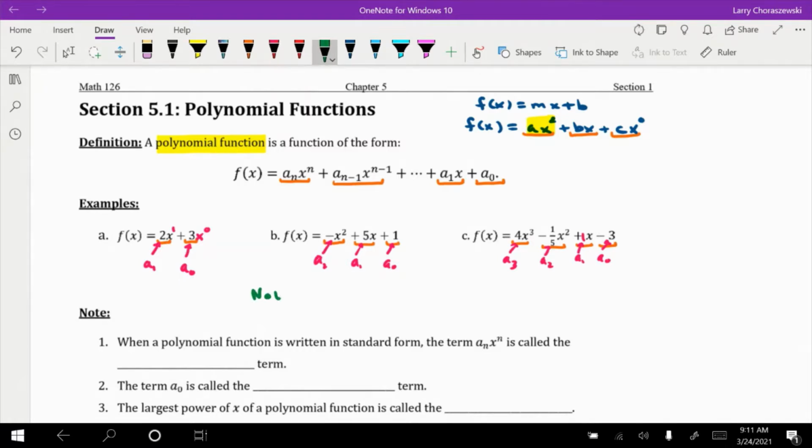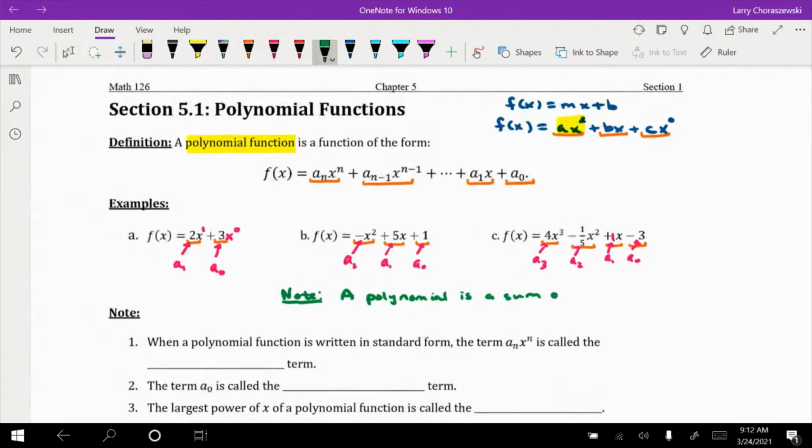Just a special note here, and this is kind of an older definition: a polynomial is a sum of monomials.